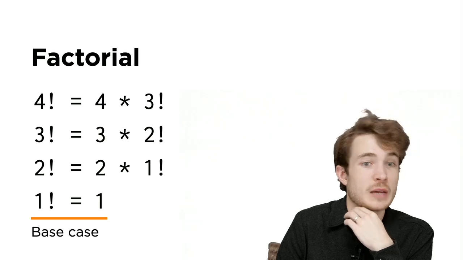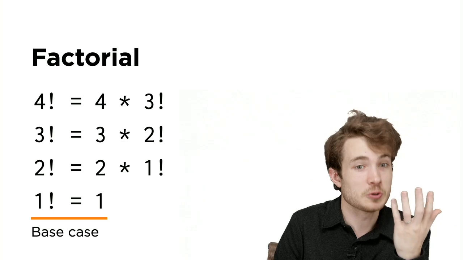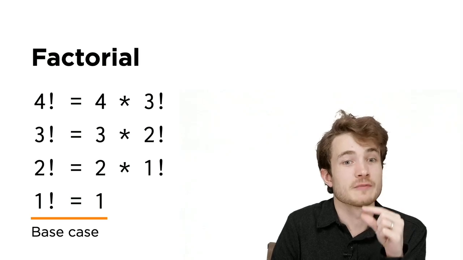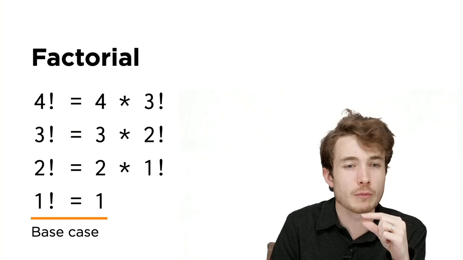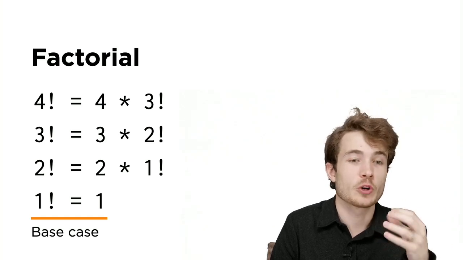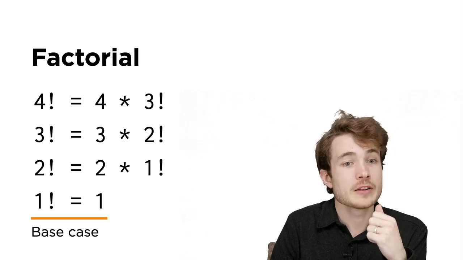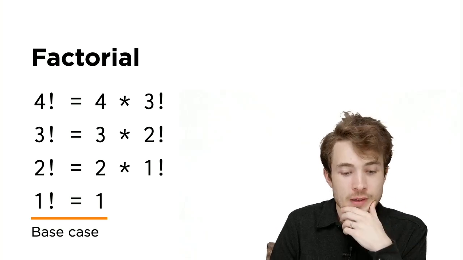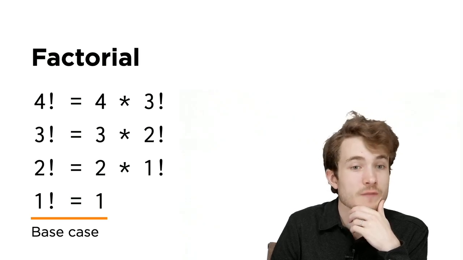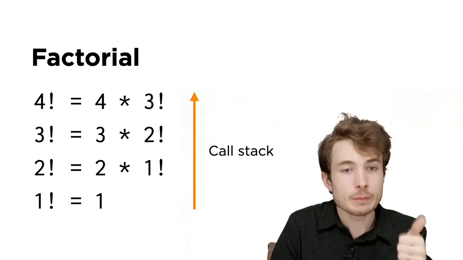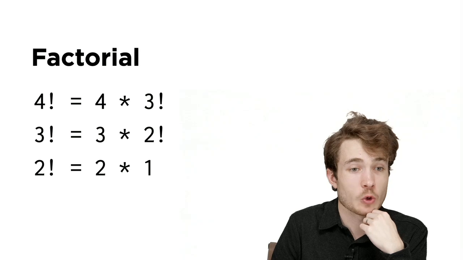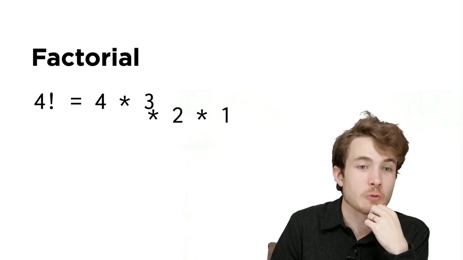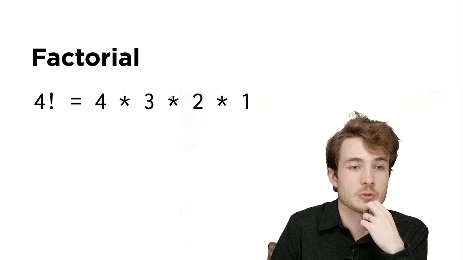Well, 3 factorial is just 3 times 2 factorial. OK, well, what's 2 factorial? Well, it's 2 times 1 factorial. Well, what is 1 factorial? Eventually, it has to be some base case, some definite solution to this problem. In this case, we say 1 factorial has to be 1. And when we get to this base case, we can use that to solve all prior problems. In this case, I could substitute 1 factorial for 1, going back up the call stack. So now we have 2 factorial is 2 times 1. 3 factorial is 3 times 2 times 1. And 4 factorial is just 4 times 3 times 2 times 1.